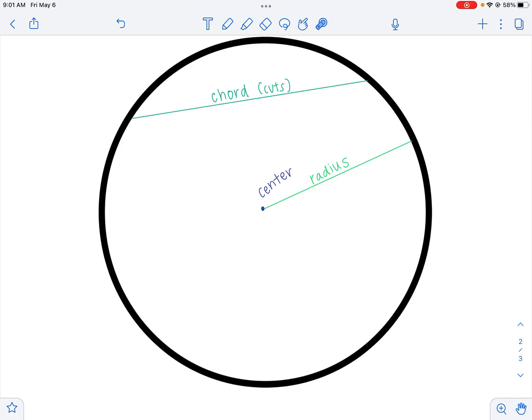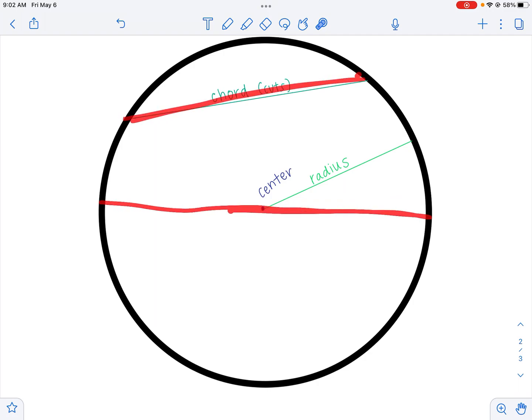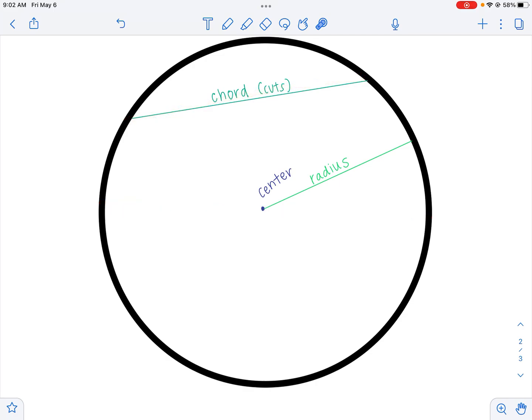Now, a diameter is a chord. It's just a special chord that happens to pass through the center of the circle. If you think about it, a chord's just a segment that stops on the circle, and that is exactly what a diameter is. It just happens to pass through the center. So you could draw your diameter that way if you wanted to. It doesn't really matter. But the diameter is just a chord, and it has to pass through. So there's our diameter.